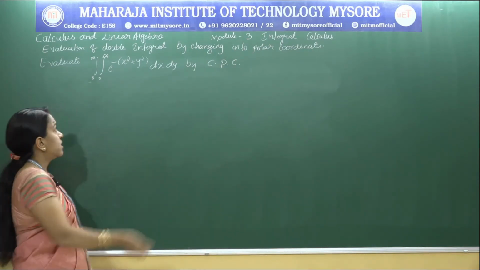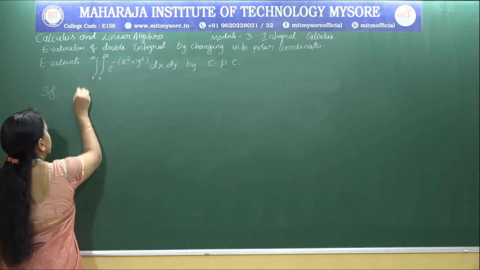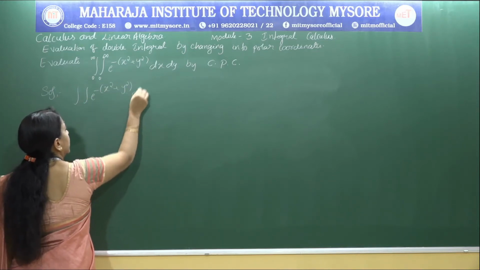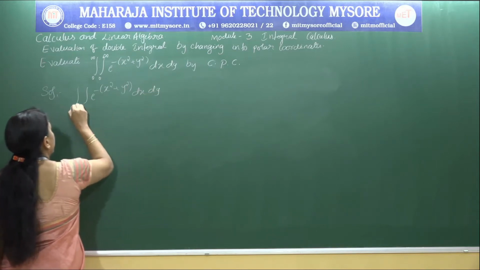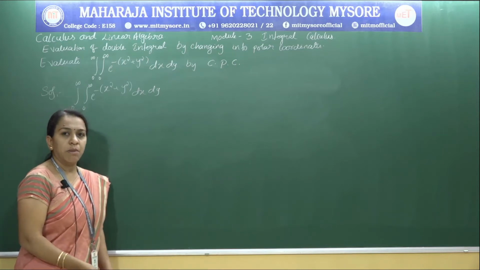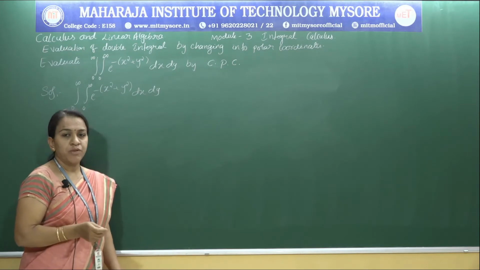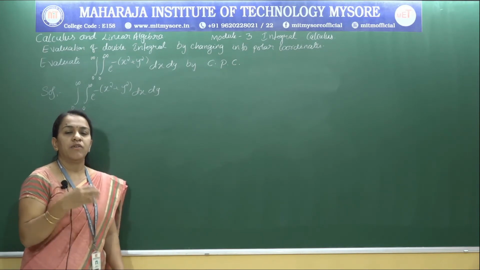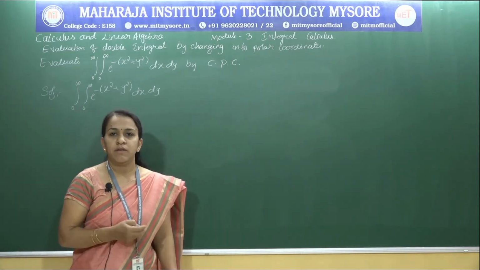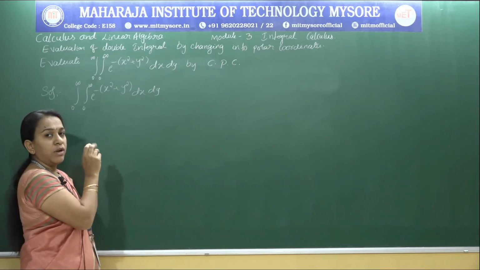So, how to evaluate this? The given double integral is the double integral of e power minus of x square plus y square dx dy. Limits are 0 to infinity, 0 to infinity. As I explained, we have x square plus y square in a function place. So, if I change the Cartesian to polar form, it will be easy to evaluate the given double integral. First, before changing, what are the given limits?